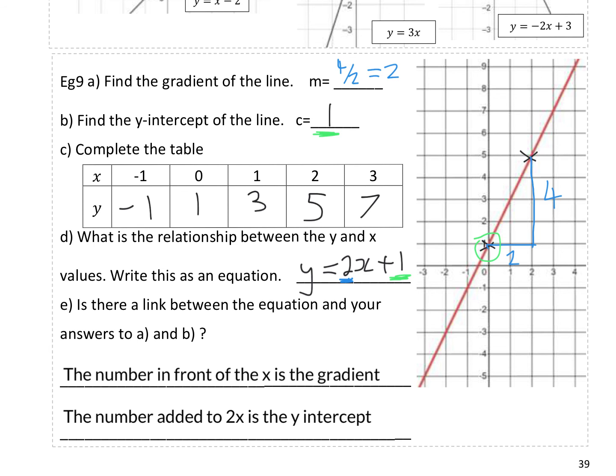So just to repeat myself, the number in front of the x is the gradient, in this case it's 2, and the number added to the 2x or 3x or whatever it would be, that is going to be the y-intercept. So we added on 1 here, so the y-intercept is 1. And just one wee extra bit on that y-intercept. The y-intercept is when the x value is 0. So here we had the x value being 0 and y was 1, so we could see the y-intercept there as well. The y-intercept is when the x value is 0.